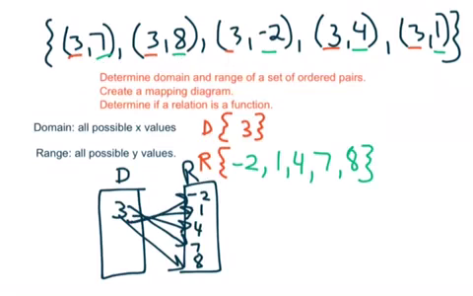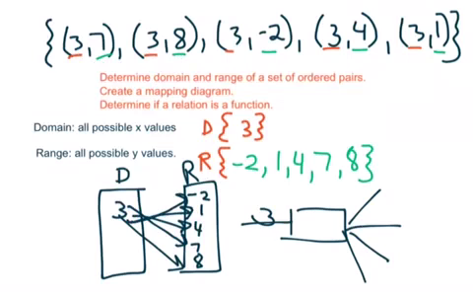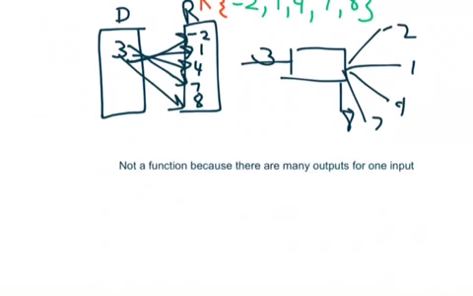So what this basically means is that if we have this function machine, then 3 is the input, but we have all of these numbers coming out: -2, 1, 4, 7, and 8. So therefore, this is not a function. Anytime you have ordered pairs, you have a relation. But this is not a function, because function means one input in, one output out. But here we have all of these outputs. So again, this is not a function.